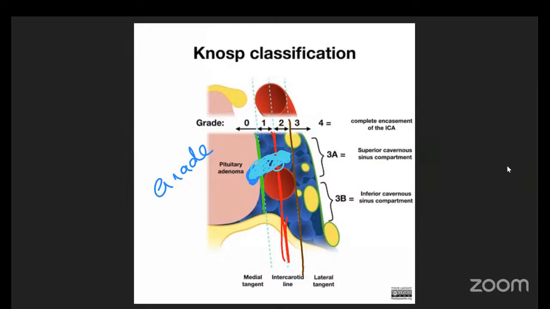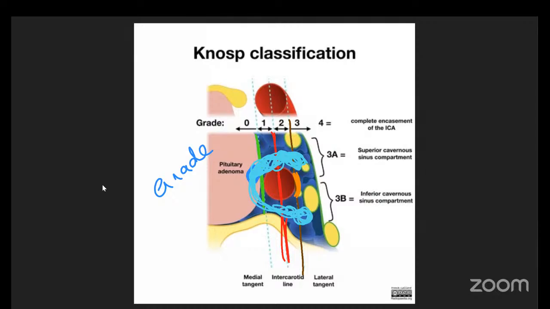When I say that it's grade 3, what would that mean? That the lesion has either involved the superior compartment of the cavernous sinus or it has involved the inferior compartment of the cavernous sinus, right? This still means that there is some portion that is free. This portion of the ICA wall is still free. So there is no complete encasement. Are you all with me?